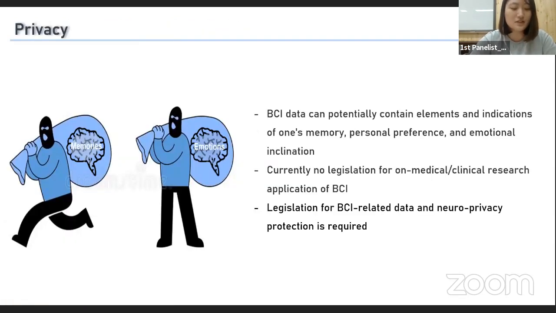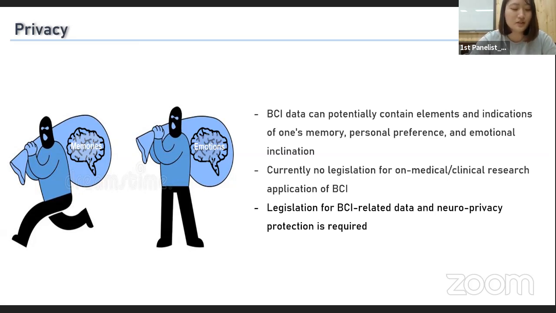The first thing to consider is privacy. There are gaps in legislation regulating BCI data. BCI data, which can potentially contain elements and indications of one's memory, personal preference, and emotional inclination, should be tightly regulated. Musk's company is registered as a medical research company for now, but Elon Musk has stated the ambition of creating potential non-medical applications of enhancing able-bodied humans.